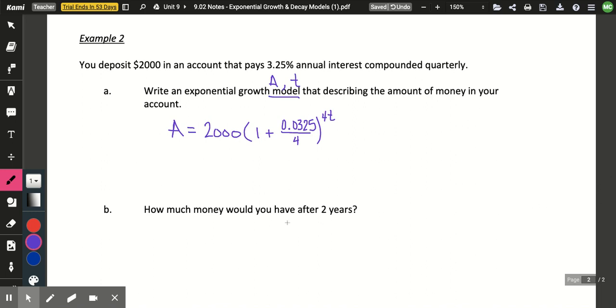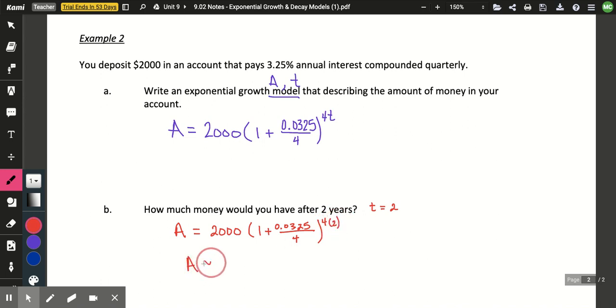So now I'm ready to move to the next question where they say, how much money would you have after 2 years? So with this one, they're telling me that T is 2. And so I can take the model that I wrote before and put 2 in place of the T, and then solve for A, which really just means evaluate because it's already solved for A. So 1 plus 0.0325 over 4 to the 4 times 2 power.